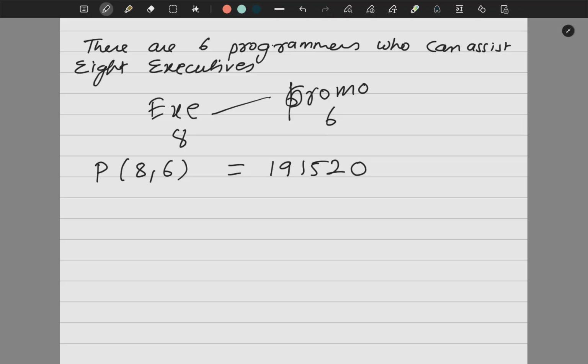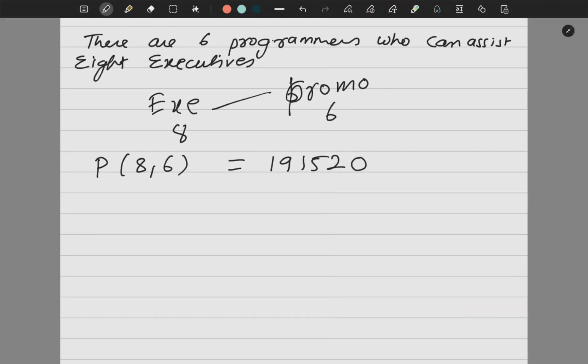Especially here I have mentioned the condition that every executive will have at least one programmer, meaning no box is empty. Since I am repeating again and again that no box is empty, let us do one question where a box can be empty. Now write the question: find the number of ways of distributing 4 distinct objects among 3 boxes, with some boxes possibly being empty. So this is M and this is N. So a few boxes can be empty now.